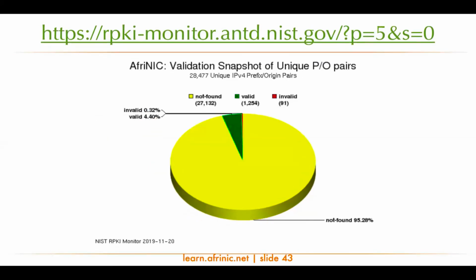Let's look at the AFRINIC region. This is the AFRINIC region. We are at 4% valid ROAs in our region. We have 0.32% invalid. So those invalids are things we can correct. At least these invalids are ROAs that exist, but they are invalid. So at least we can correct them. But right now, 27,000 networks in our region are not found in the RPKI system. This is a problem which we need to fix. And I expect all of us attending this webinar to take advantage of this system at the end of this.